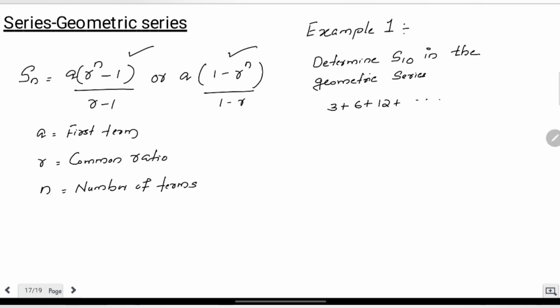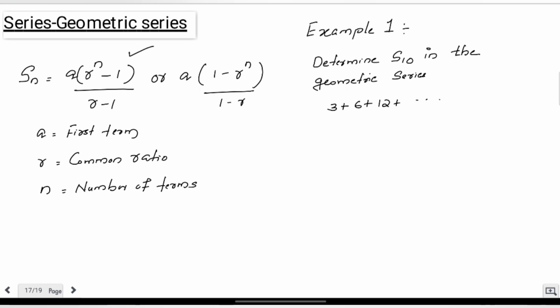For the time being I'm going to use the first one, because I'm quite used to that, the one that I ticked there. So that is the formula, and you need to derive this. I'm not going to do that now. Just learn that formula by heart and do some questions. Here a is the first term, r is the common ratio and n is the number of terms. Let's do example number 1.